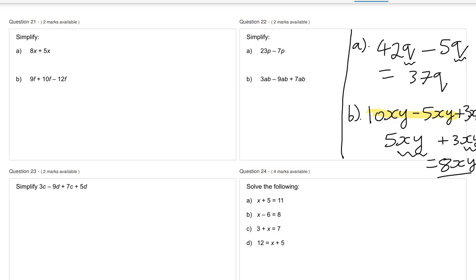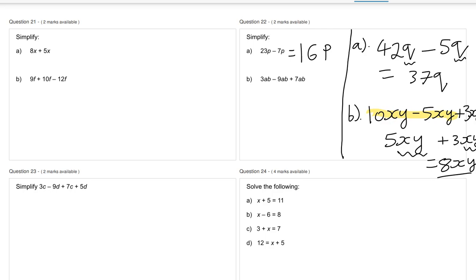So have a go at question 22, and when you're ready for the answer, press play. Here's the answer. 23 take away 7: I got 16p.